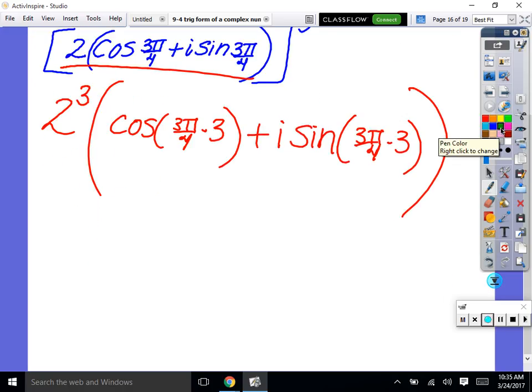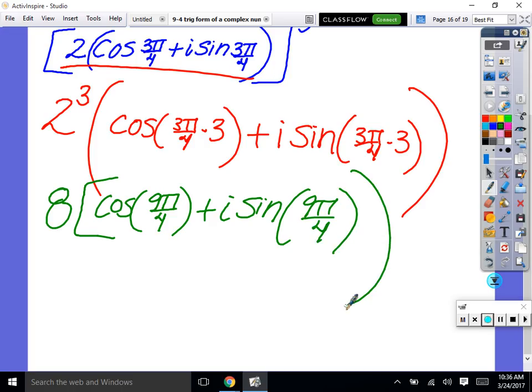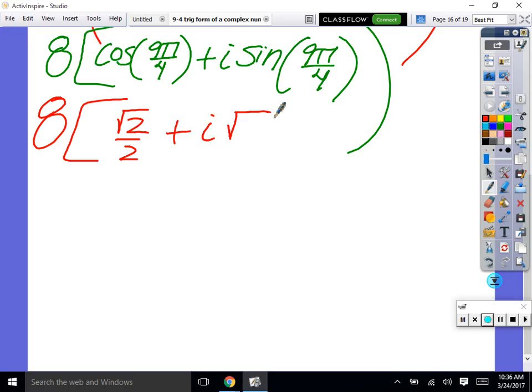So that's really 8 times cosine at 9 pi fourths plus i sine at 9 pi fourths. And now you'll just actually evaluate it. So think about where 8 pi fourths is. 2 pi. So we'll go up another pi fourths, put us at 9 pi fourths. So we should know this one right off without even looking at our unit circle. This is 8 times root 2 over 2 plus i.